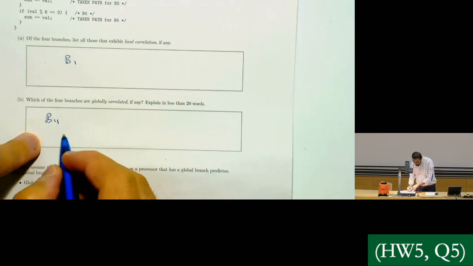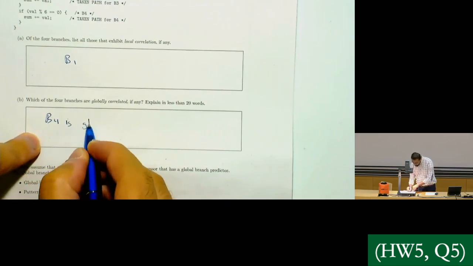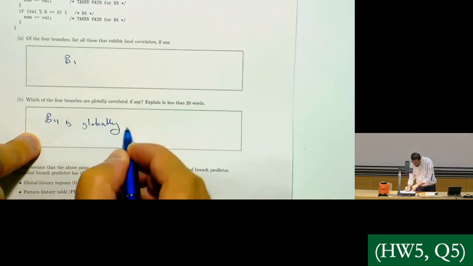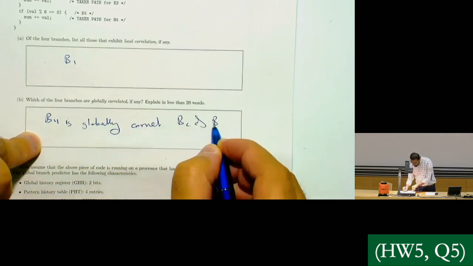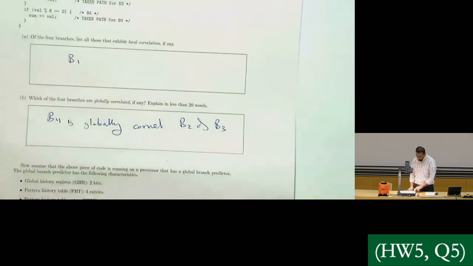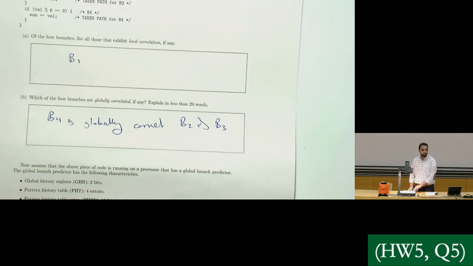So B4 is globally correlated with B2 and B3. Any questions so far? Very easy. You just need to remember the difference between locally correlated and globally correlated.